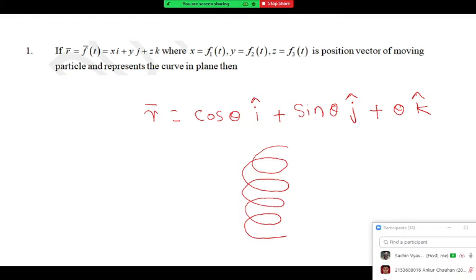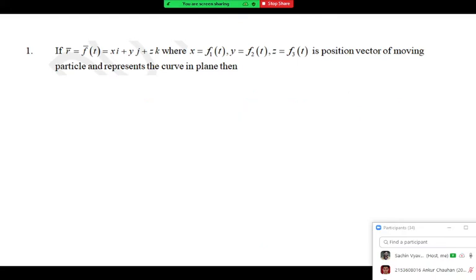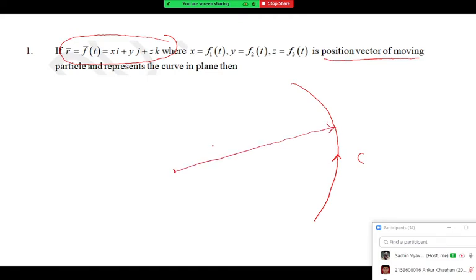And now, what does this r bar represent generally? Let me come to that now. We are saying this r bar is the position vector of a moving particle. So we are given some equation r bar, and that r bar represents some curve. Say this is the curve C. With respect to the origin, the position of r bar will be like this. This is the vector r bar at a particular t. Say t is equal to 10.